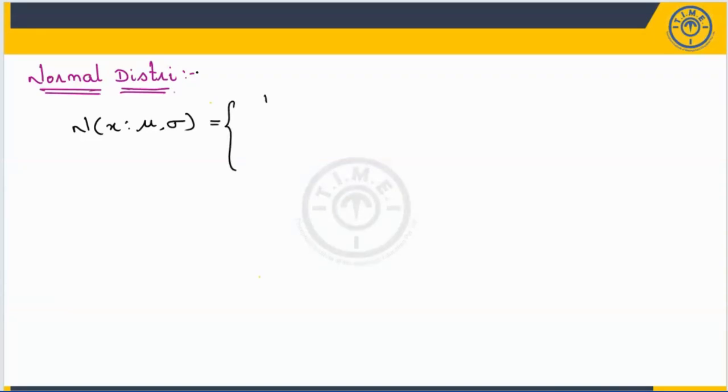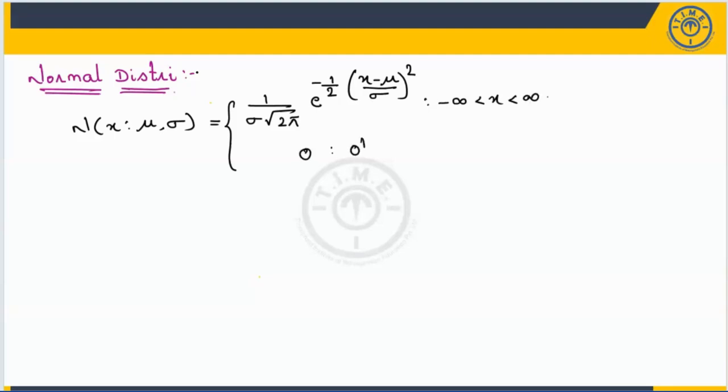Right. Now coming to the last one, that is the normal distribution. The normal distribution is given by N of x is to mu comma sigma, and that is given by 1 by sigma root 2 pi into e to the power minus 1 by 2 into (x minus mu) by sigma whole square, where x is lying from minus infinity to plus infinity, and it is 0 otherwise.